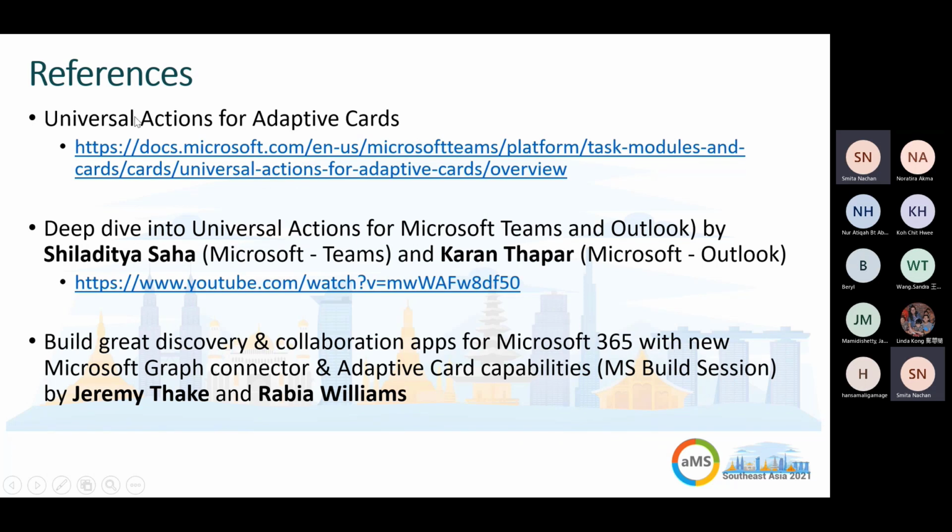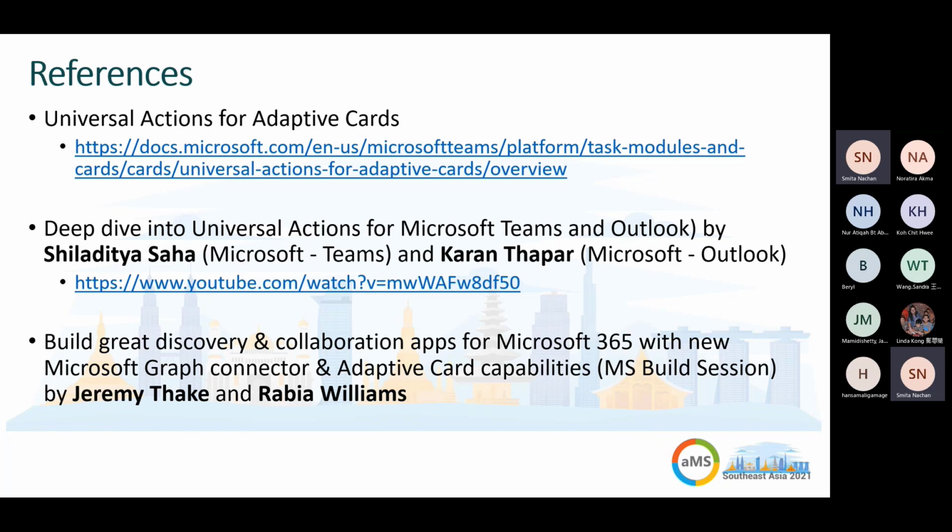We have good documentation from Microsoft on how to create those universal actions for adaptive cards. Then there is a good video on YouTube from the Microsoft channel, from the Microsoft Teams and Microsoft Outlook SMEs, on how we can use these universal actions for Microsoft Teams as well as for Outlook. This was first showcased officially by Microsoft at the Build event this year. It is a good video from Jeremy Tech and Rabia Williams. So if you want to explore more, these are quick references to get you started.